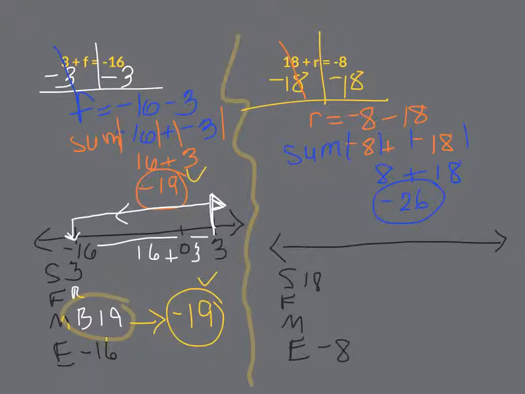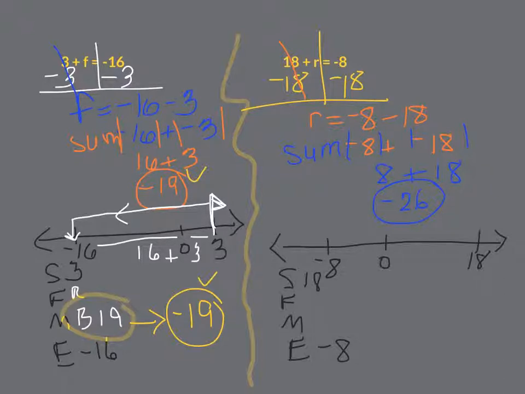So my start is at 18. My end is over here at negative 8. My 0, of course, is going to be closer to the negative 8. I'm going to put my 0 right about here. And then let's see what's next.